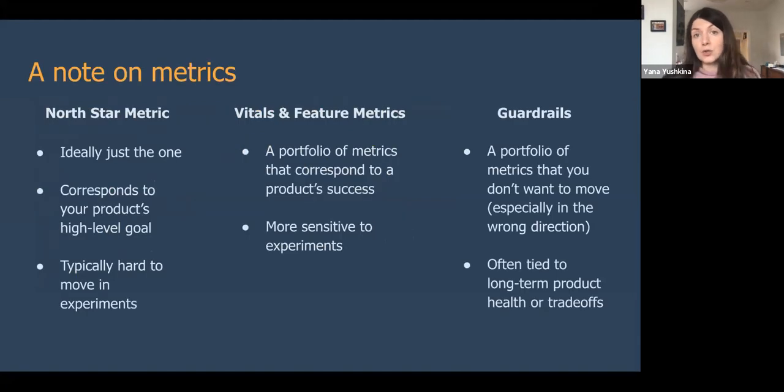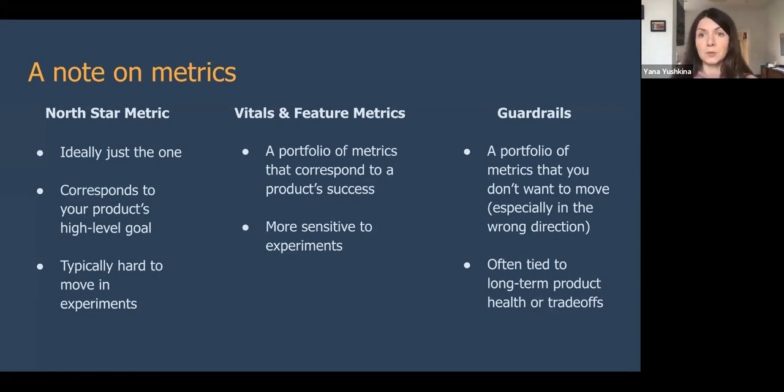A quick note on metrics. It can be hard to agree on what metric should move in a particular experiment or for a particular product overall. And so it can be helpful to designate buckets of metrics that you care about. The primary metric that we tend to focus on is the Northstar metric, aptly named because it's what you follow, and that is really closely tied to your overall product goals.